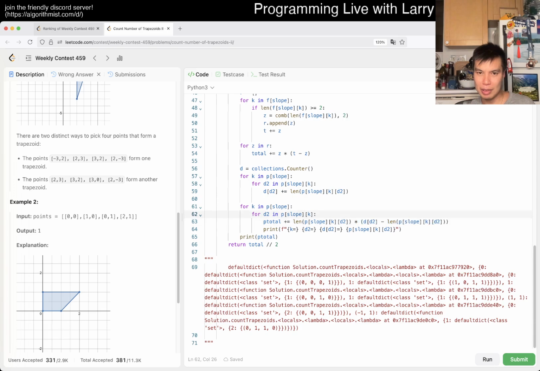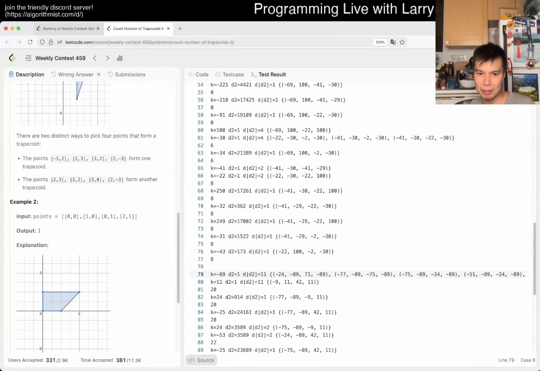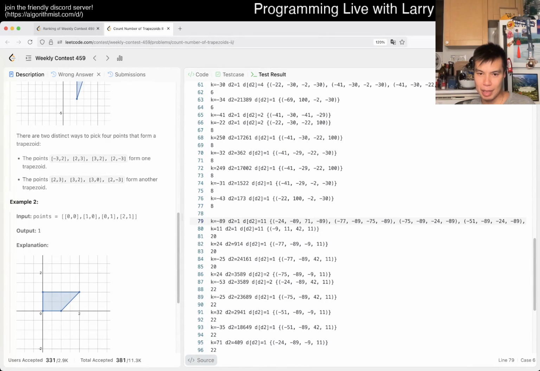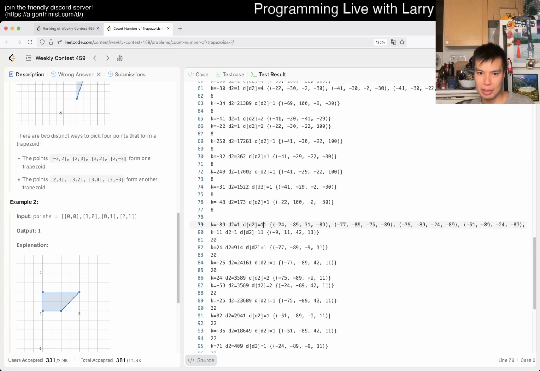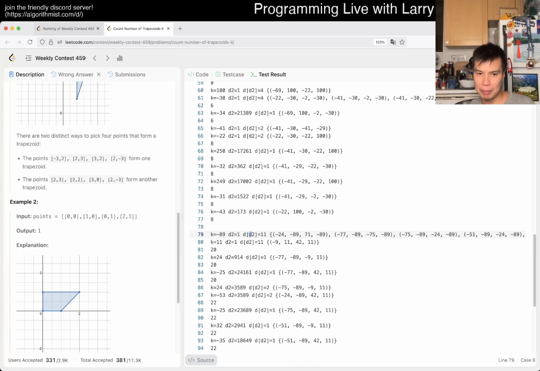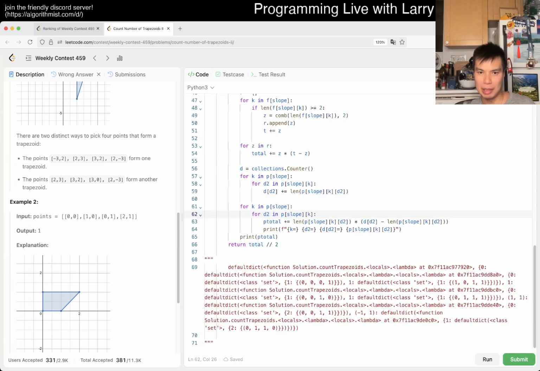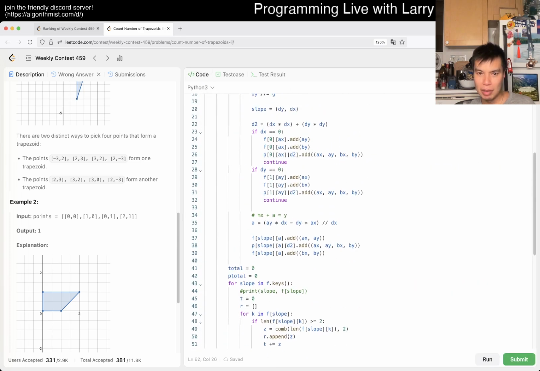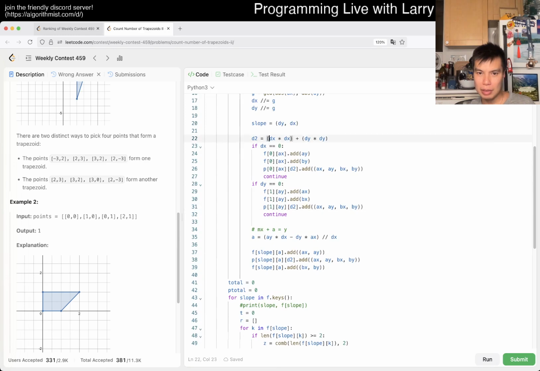D2 is the distance. Why is this distance way more than 11? What am I doing wrong? Right? This distance should be... Oh no, it's D2. D2 should still not be 1. K is the intercept, D2 is not 1. So maybe that's why it's wrong.